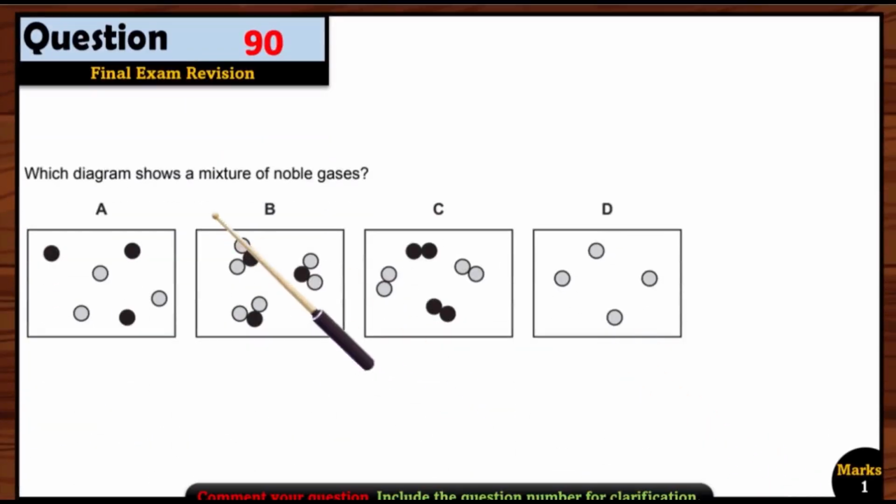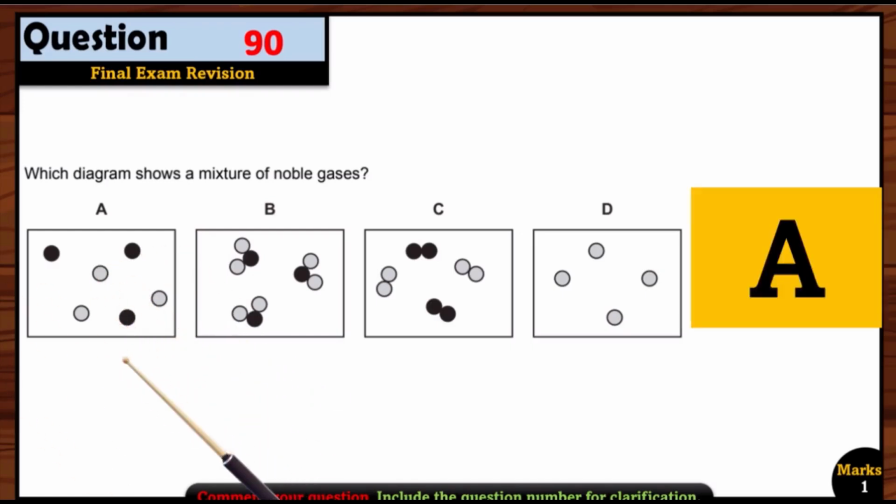Question 90. Which diagram shows a mixture of noble gases? So noble gases should be monoatomic. So D and A can be the right options. But they are asking about the mixture, so it means we should have more different types of noble gases in one place. So that's why option A is the correct option here.